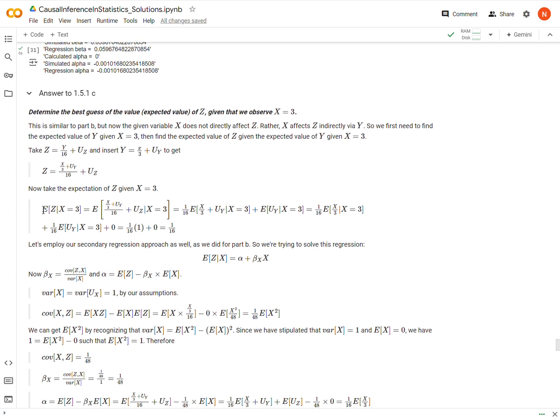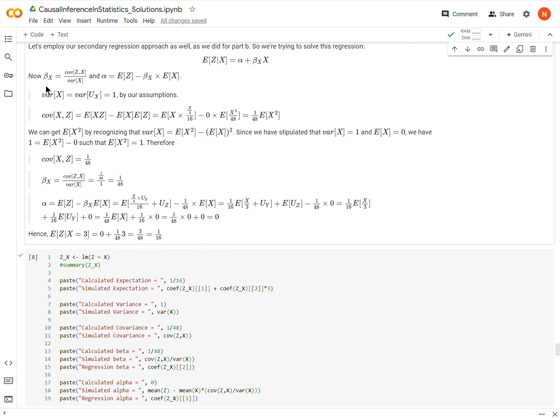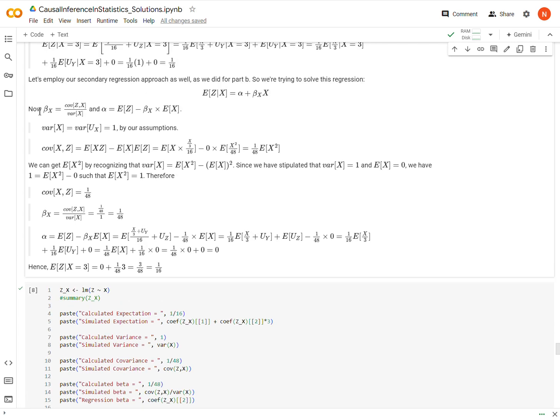Okay. And so first we go through with the linear expectation operator. Okay. And we come out with 1/16, and this is later verified both when we run a regression on simulated data, as well as when we calculate the regression coefficients and then calculate expected value of z given x with this formula here. Okay, and then this is all the components for regressing z on x. Okay, so we find beta x, which is just the covariance of z with x and the variance of x, and so on and so forth. So again, I'll let you piece this together on your own.